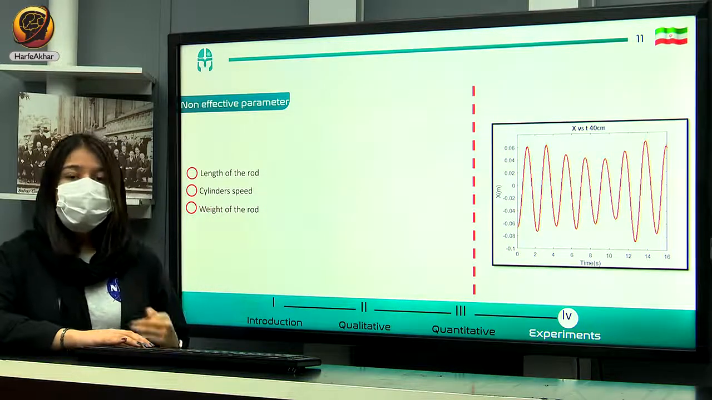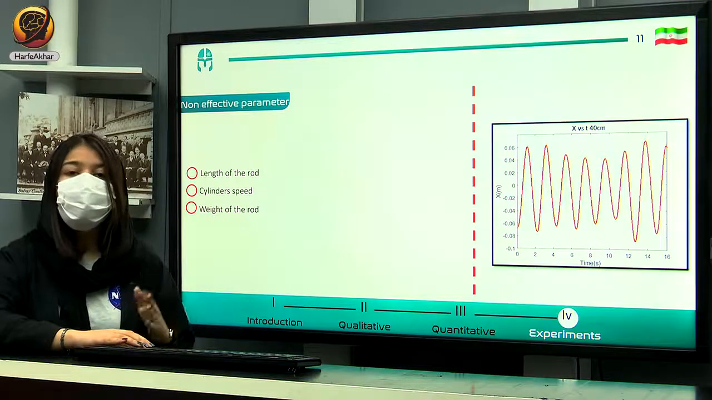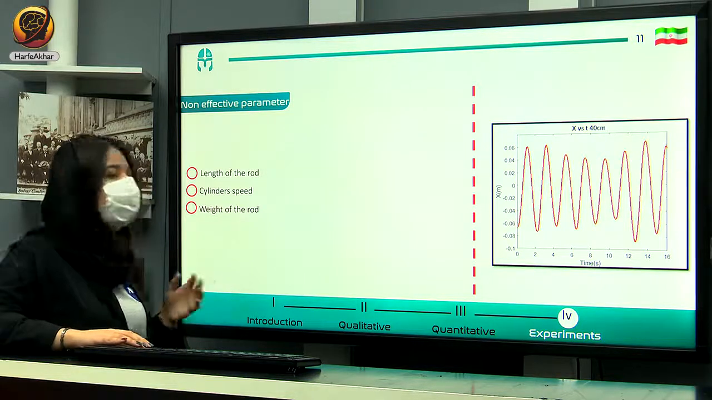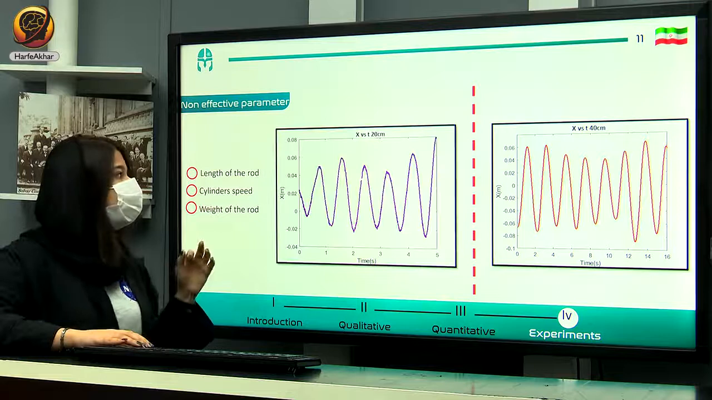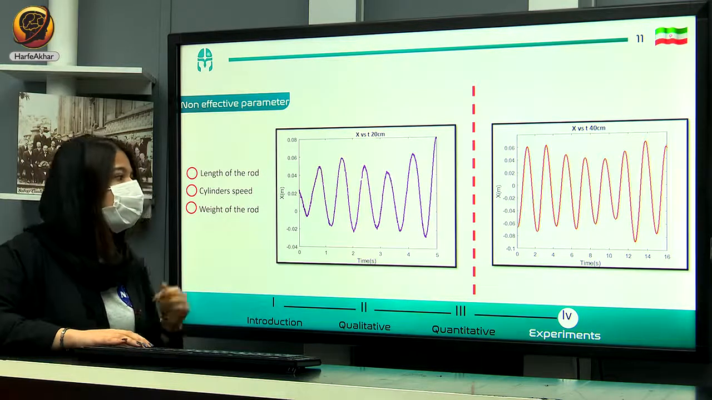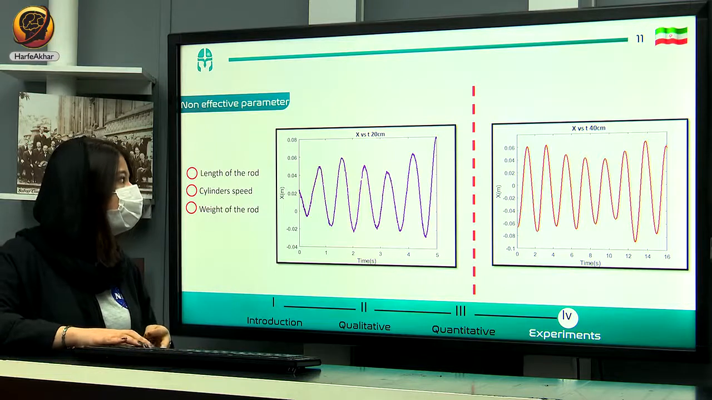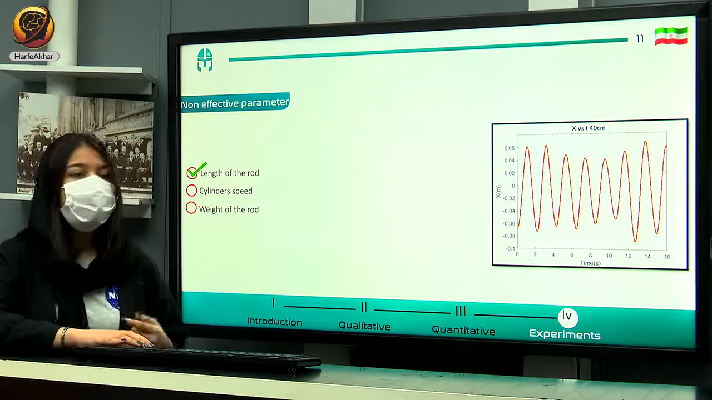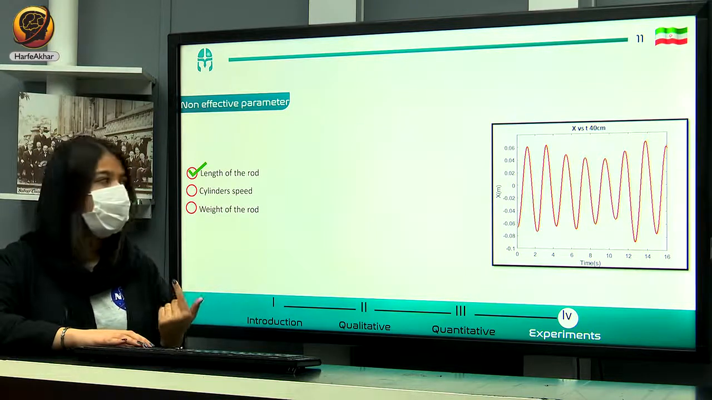First of all, I investigated some not effective parameters that I knew would not affect the equations in the theory. My first not effective parameter was the length of the rod. So I investigated 20 cm and 40 cm for the length of the rod. And here we have the chart of them. My second not effective parameter was the cylinders' speed. The speed of them rotating and the omega of them.